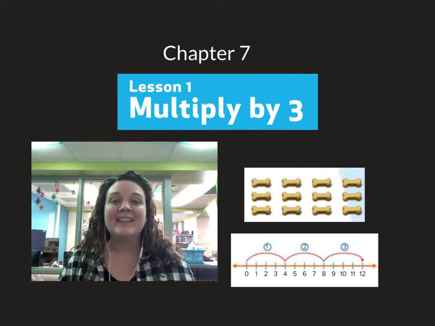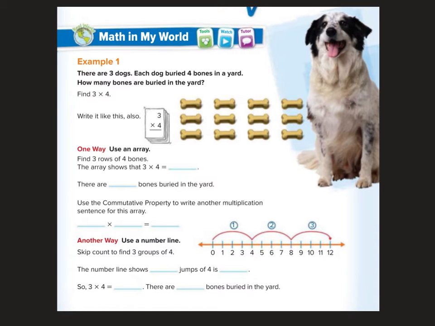So let's get started. All right, so example 1 here says there are 3 dogs. Each dog buried 4 bones in a yard. 3 dogs, and each one buried 4 bones in a yard. How many bones were buried in the yard? So our job here is we need to find 3 times 4. And another way we could write that is on top of each other, 3 times 4. Showing it right here.